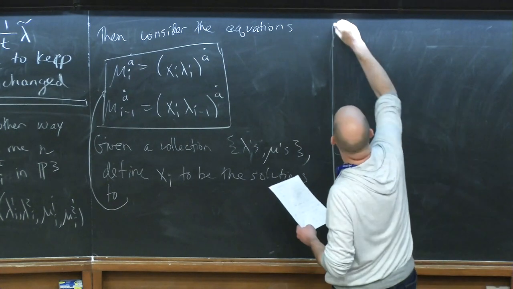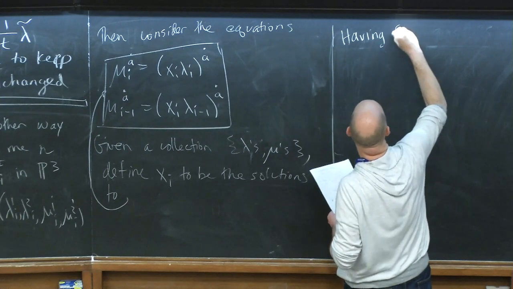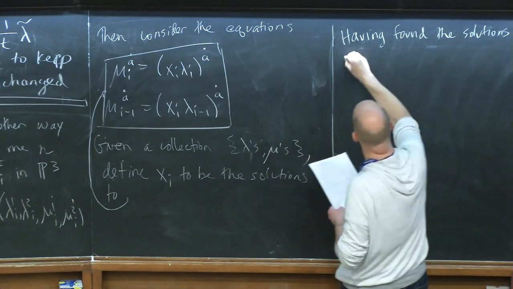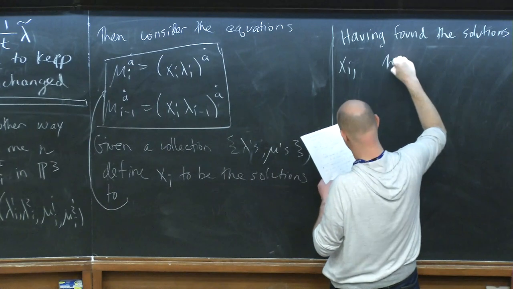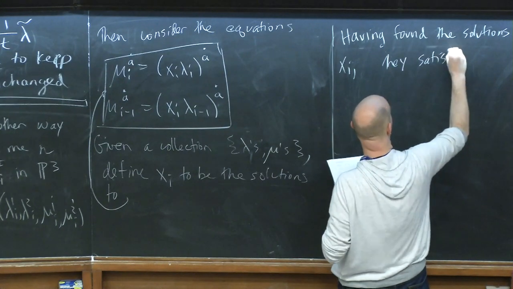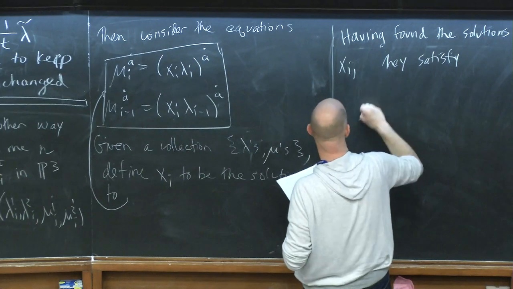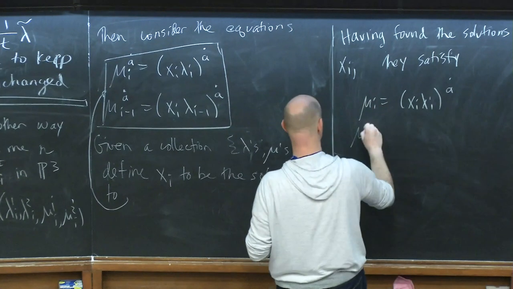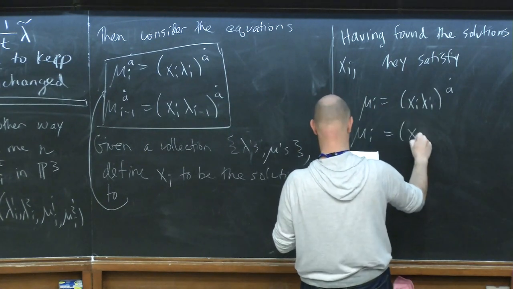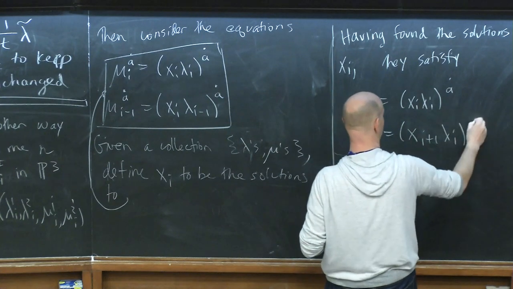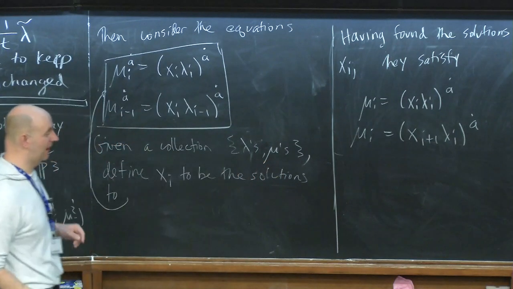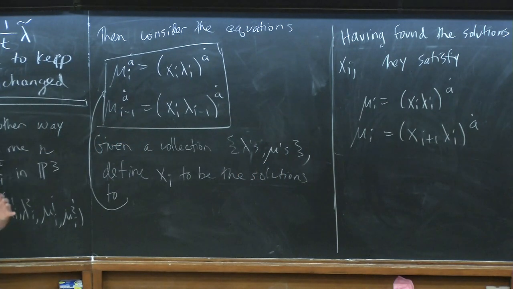Having found those solutions, they satisfy mu I equals xi lambda I a dot, mu I equals x I plus 1 lambda I a dot. So here again, I've reverted to the original set of equations by shifting the indices. I think I've said this too many times, but we have the whole collection of equations.